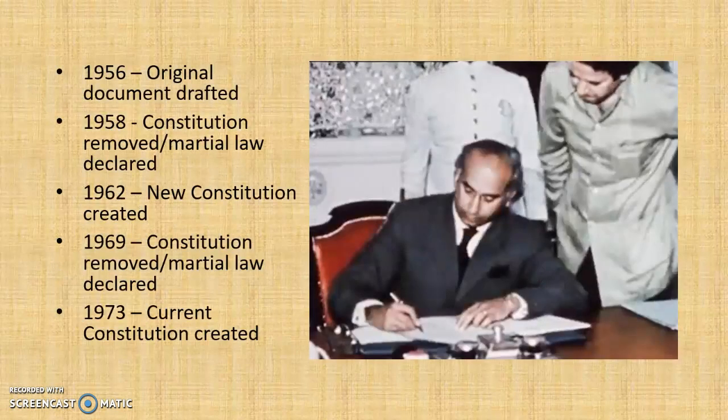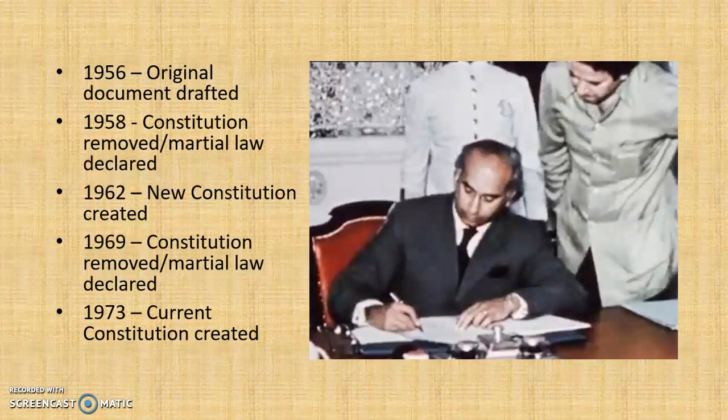The Constitution went through many rewrites and changes as there were so many different leaders coming in and out of power. I put together a timeline to best show the chain of events that led to the current Constitution of Pakistan. As mentioned in the previous slide, the original document was first drafted in 1956. In 1958, before the country's first parliamentary elections were to be held, President Iskander Mirza did away with the Constitution and decided to establish martial law.